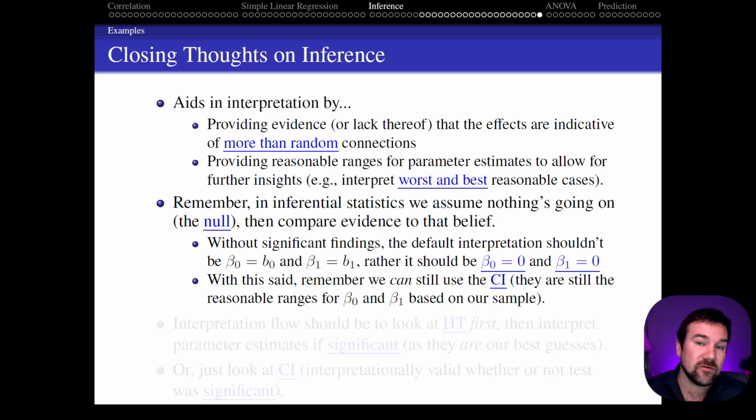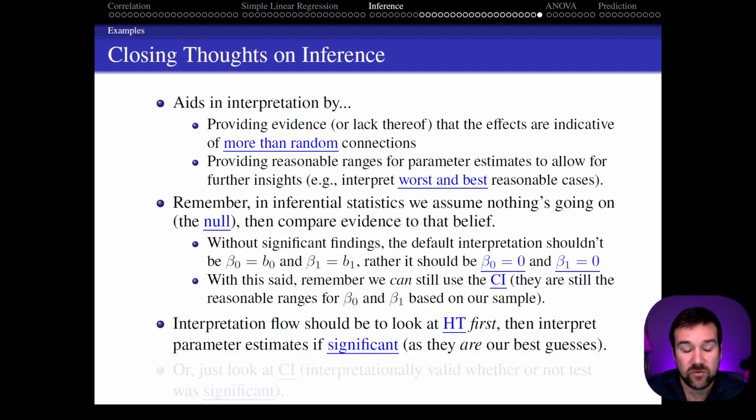Now, with that said, remember we can still use the confidence interval. Even with a non-significant finding, the confidence interval does still present a reasonable range that we would expect the population value, be it intercept or slope, to fall in, even if it's not significant. So if it's not significant, the confidence interval is going to have conflicting interpretations on the low and the high end, and that's okay. But we can still include that confidence interval to see the reasonable range that we would expect the intercept and/or slope to fall in.